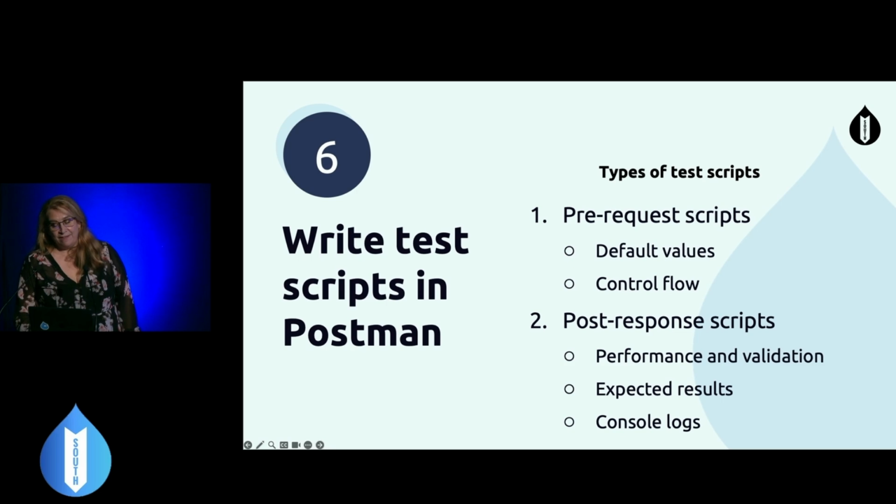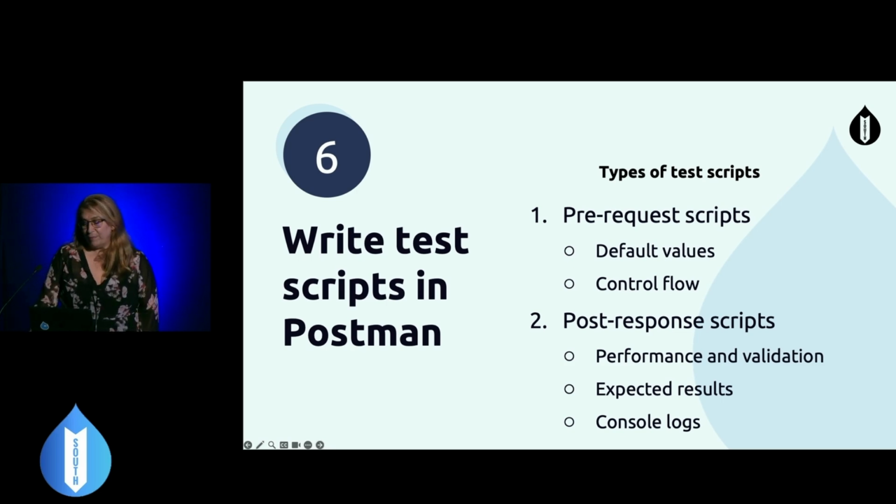Next step is writing test scripts in Postman. There are 2 types of scripts. We have pre-request scripts for setting up default test values and controlling test flow. And then we have post-response scripts, which run after the response is received. And these are used to test performance, validation, expected results, and we also use them to log to console so we can see what's happening.